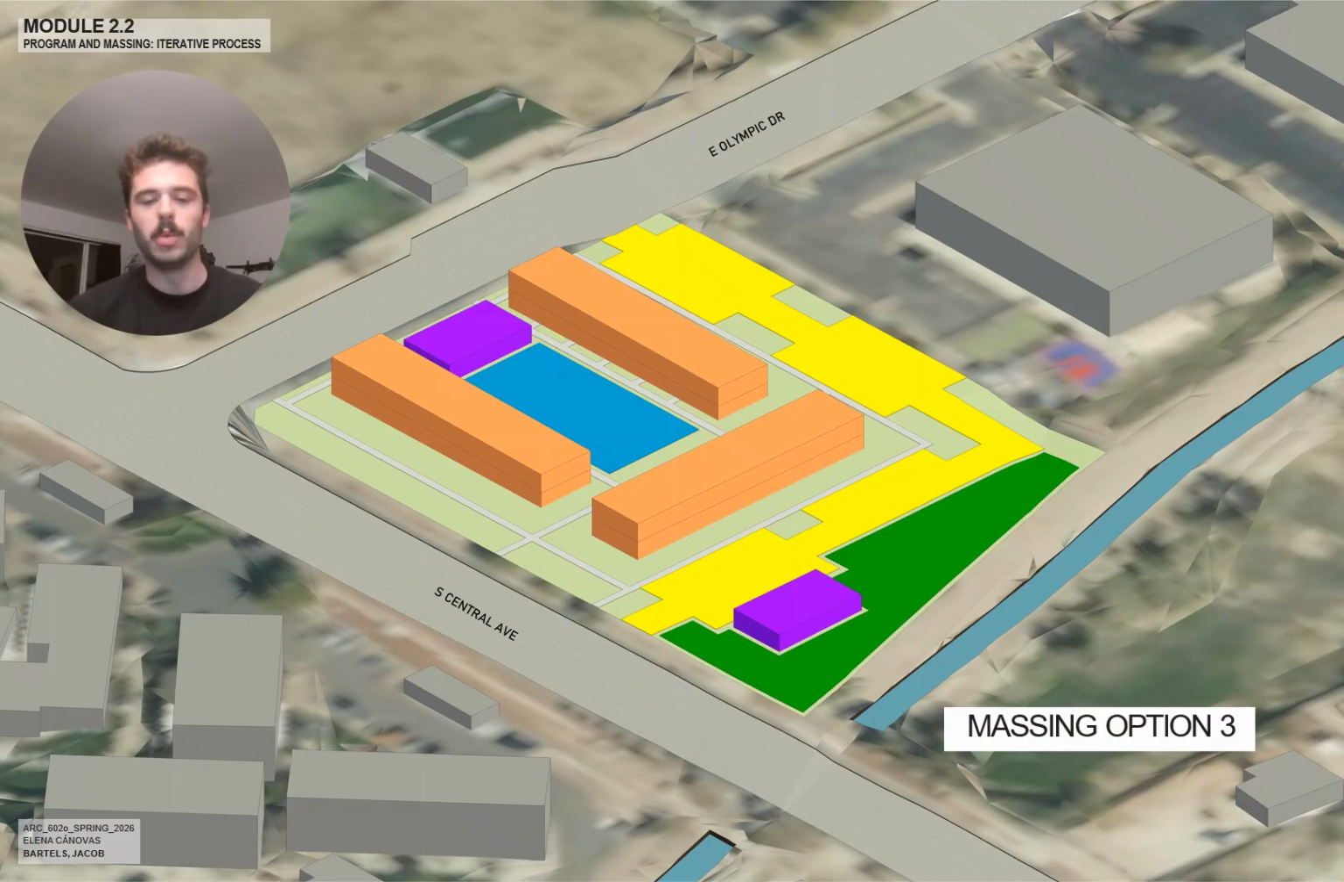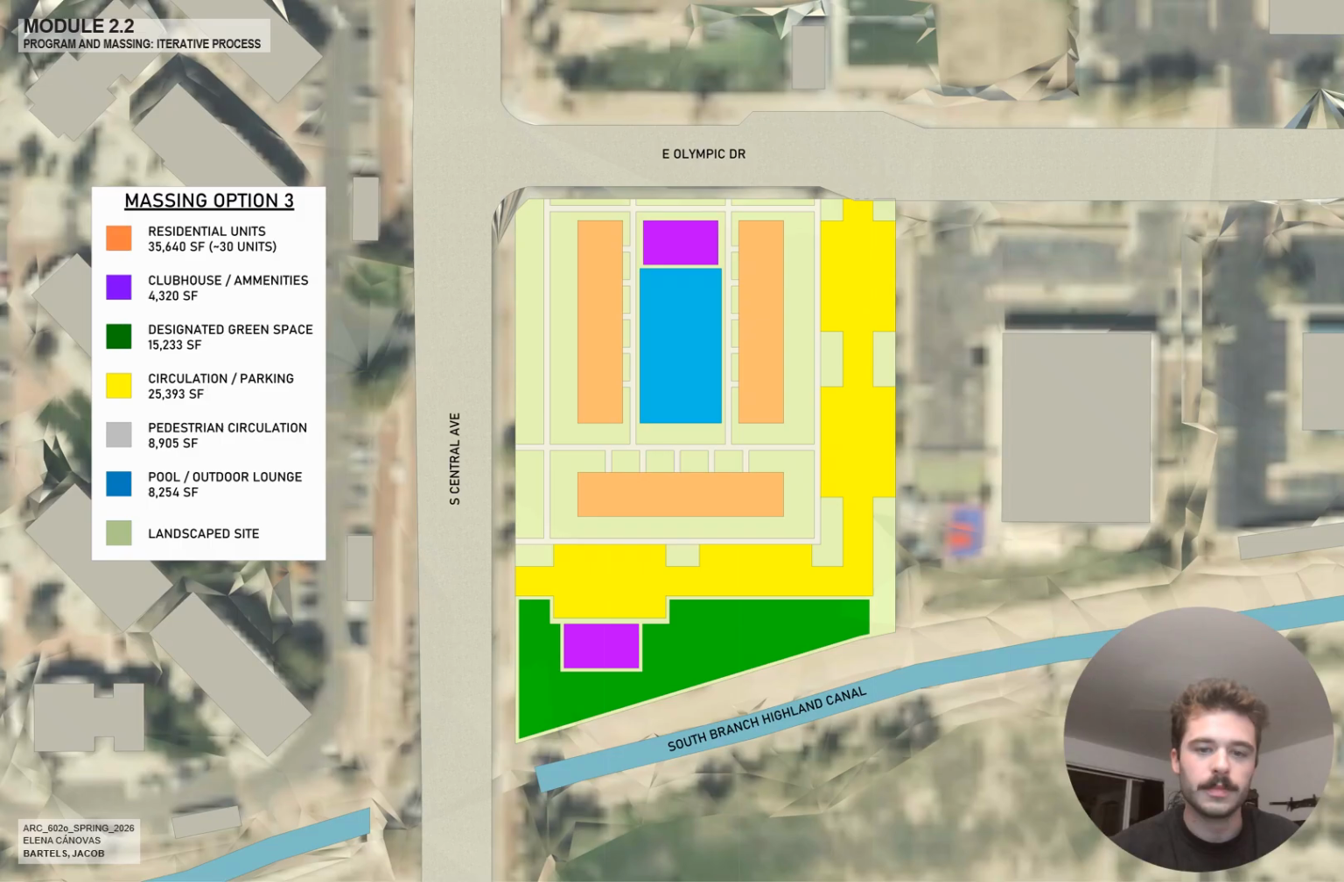Massing 3, I went for more of a courtyard kind of typology, which I was really liking, but it has room for a pool as well as that green space along the canal, but it is a little disconnected due to the parking. Here's the plan and square footages for massing 3.